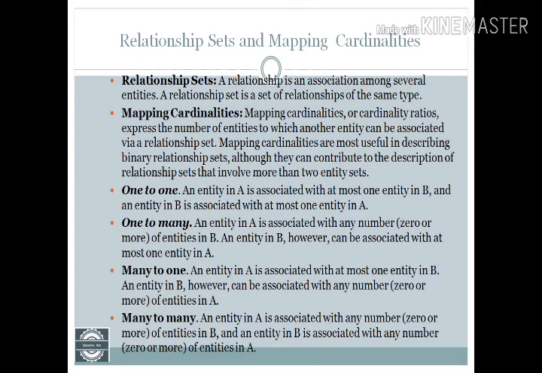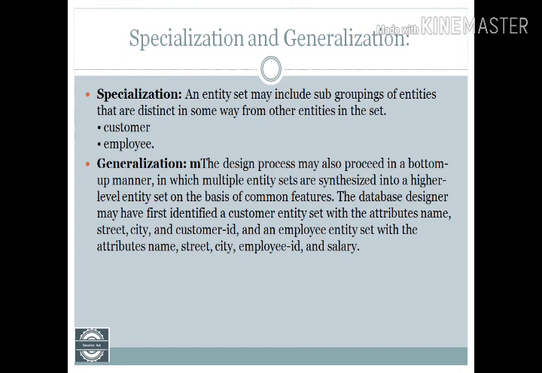Now the relationship sets may be divided cardinality-wise in four ways: one to one, one to many, many to one, many to many. What is that? If one node is connected to one, that is one to one. If one is connected to many, then one to many. And many to one means many nodes are connected to one. And many to many means many are connected to many. Please go through the screen also.